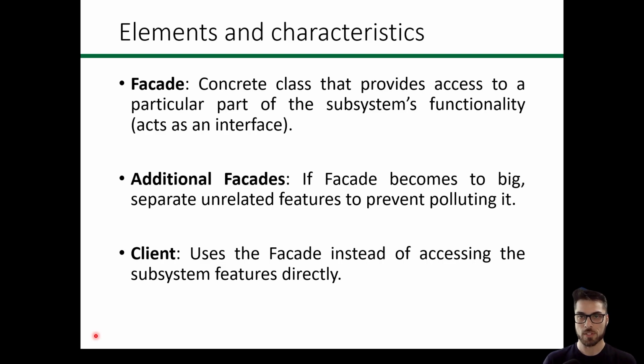It might provide limited functionality to a library, but it only comprehends the important aspects for a client. What are the elements of the facade design pattern? First, we have the facade, which is typically a concrete class providing access to a specific part of the subsystem. This is the one that acts as an interface to the system. If our facade is becoming too complex, we might break it into multiple facades. And finally, we have the client, which is the piece of code that actually uses the facades.